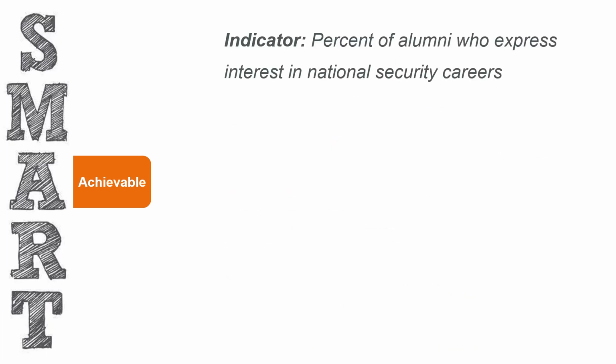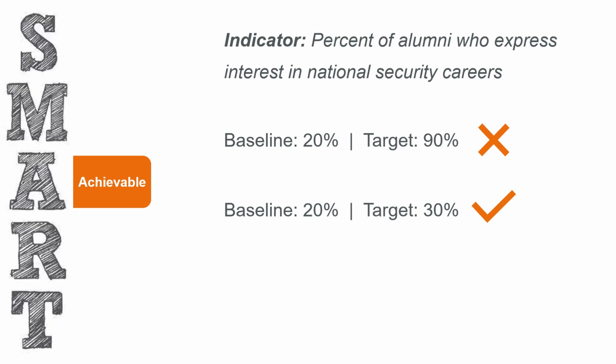Now let's look at achievable. Consider the indicator "percent of alumni who express interest in national security careers." Initially, we set a baseline of 20% and a target of 90%. Realistically, going from 20 to 90% probably isn't an achievable goal. But if we revise our target to 30%, then we are being much more realistic about what we can achieve with this indicator.